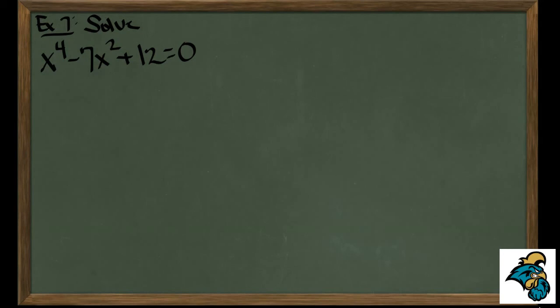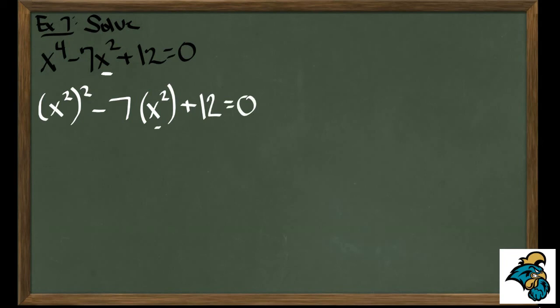Well, this is a unique problem, and we're going to do what we call a u substitution, okay? But before we do, I'm going to rewrite this a little bit differently. Notice that the middle term is x squared. So I'm going to rewrite the first term as an x squared, and it's really x squared squared. X squared raised to the second power is equivalent to x to the fourth. Minus 7, I'm going to put the x squared in parentheses, just so you can see, plus 12 equals 0.